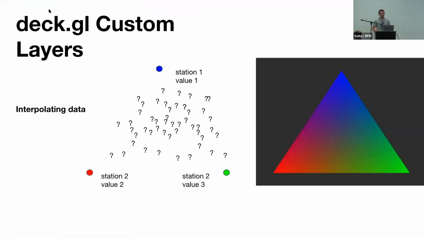So as I mentioned before, one of the challenges that we had was that we had all these wind stations, right? These blue, green, and red dots. And we wanted to see what were the interpolated values for wind speed, direction, and temperature in all these question marks. And we could use the power of the GPU to do that. We could assign a color channel, let's say red, green, or blue, to each value of wind speed, direction, or temperature. And then we could render that into an image.